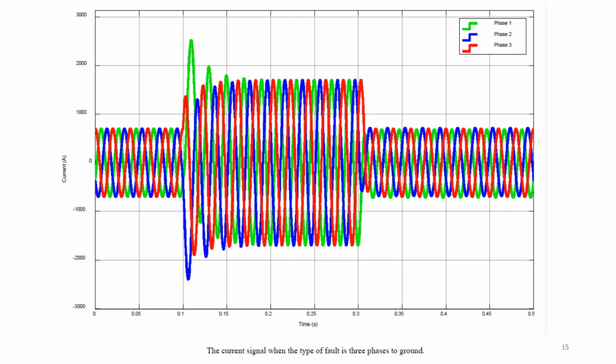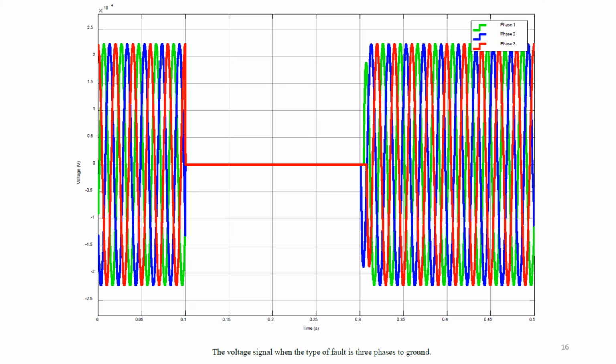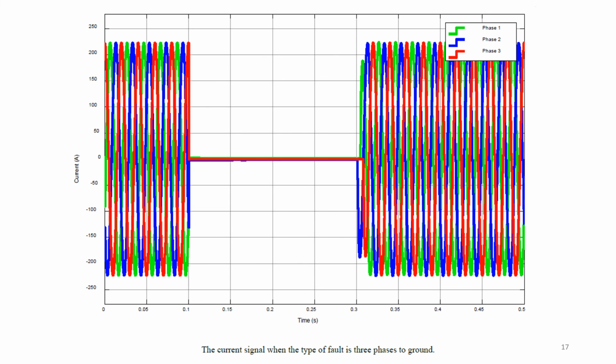This slide shows the secondary side of the transformer, which, once the faults occur, illustrates a fault in the secondary side. And this diagram states the current at the secondary side of the transformer, which you can see.